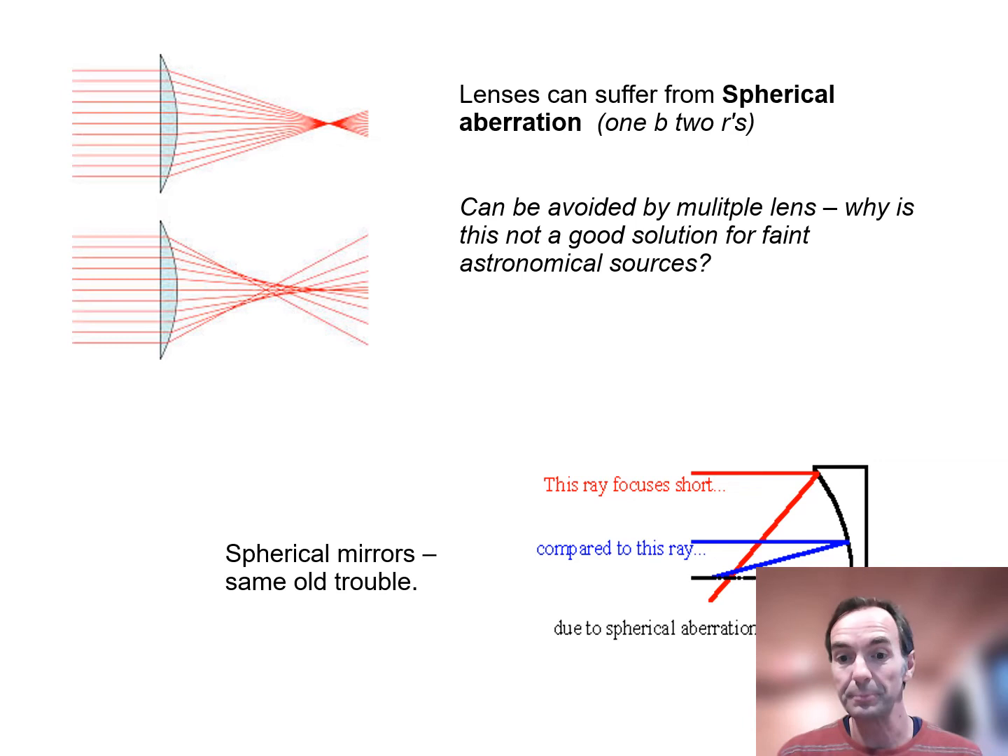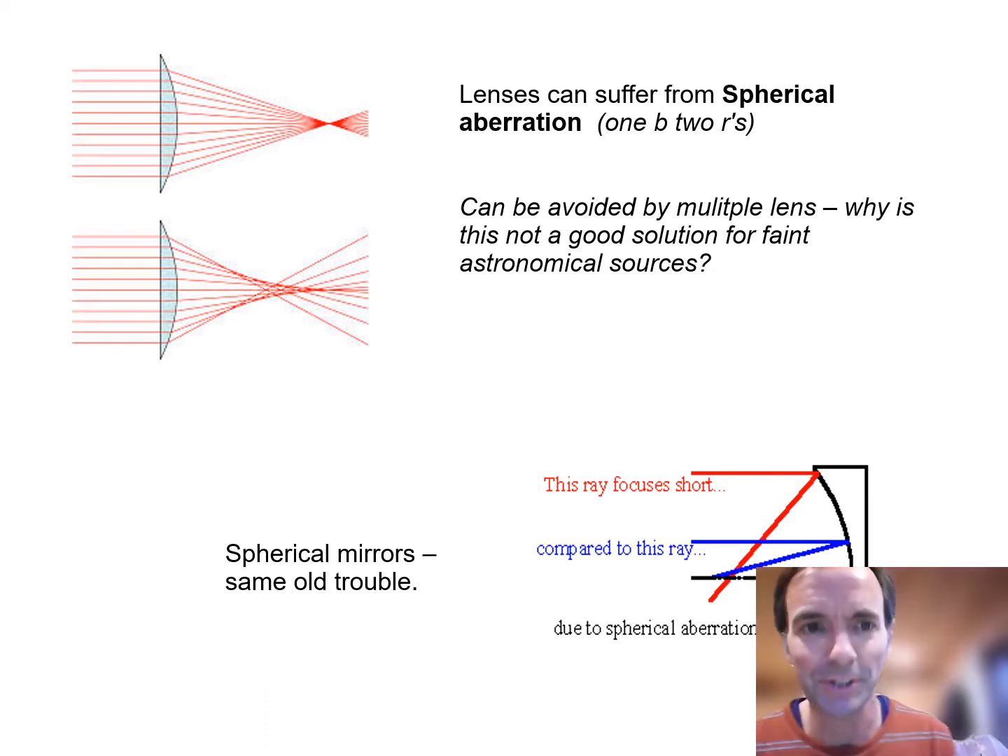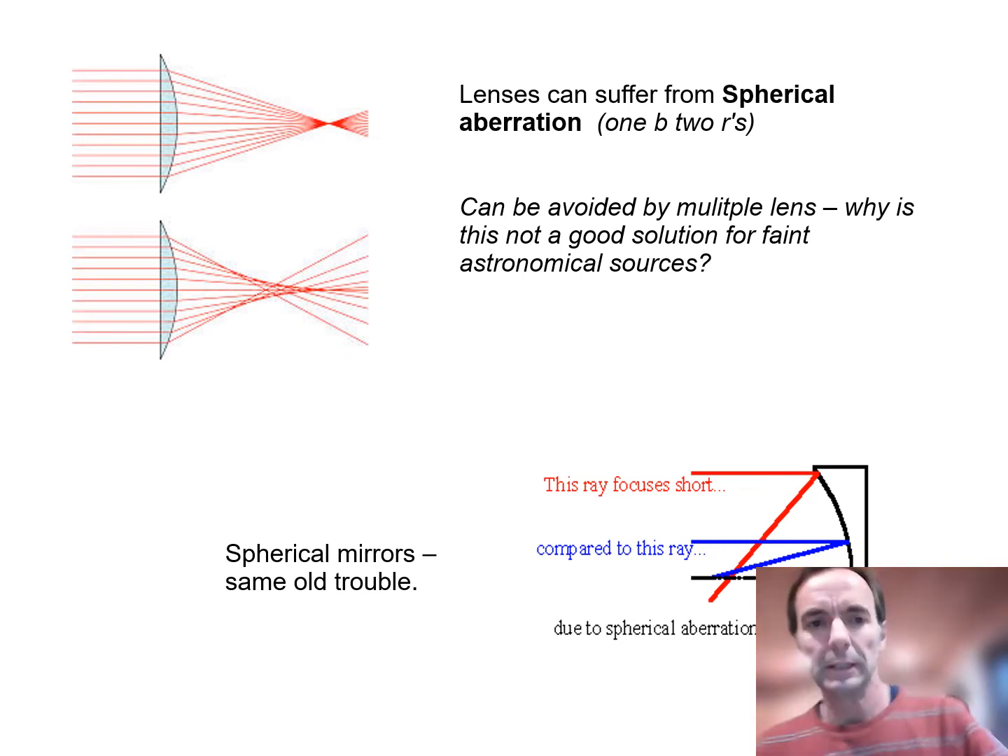Lenses can suffer from spherical aberration. Aberration, one B, two Rs, very commonly mistaken for the same sort of thing as abbreviation, but it's aberration. So, and then remember that language?